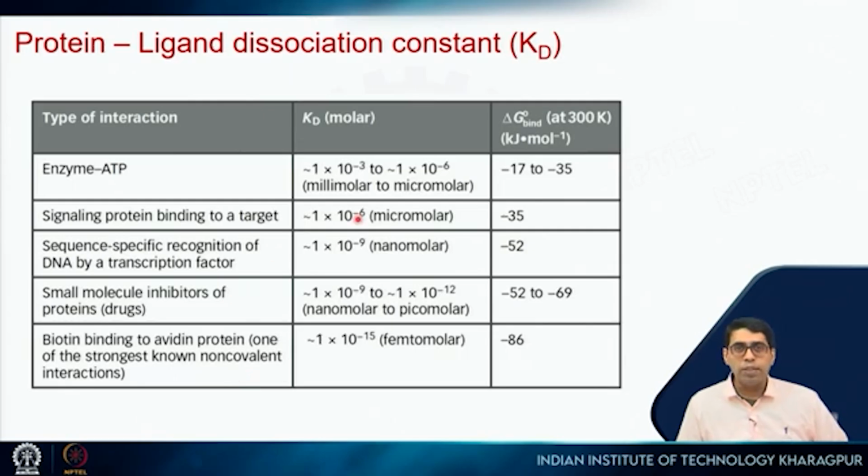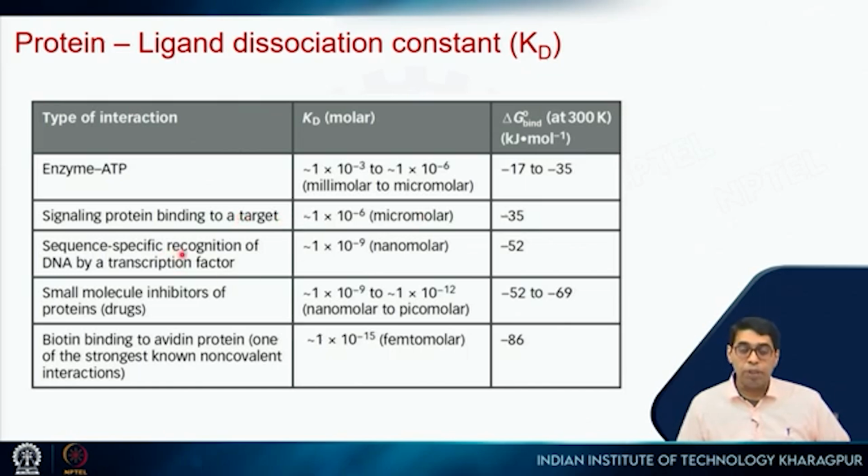Okay. So again, these are some examples of protein ligand complexes, right, where you see that an enzyme binding to its substrate will be quite weak. It will be in the micromolar range, right? A small protein, a signaling protein binding to a target, so a hormone or something else binding to a receptor, will be in the micromolar range.